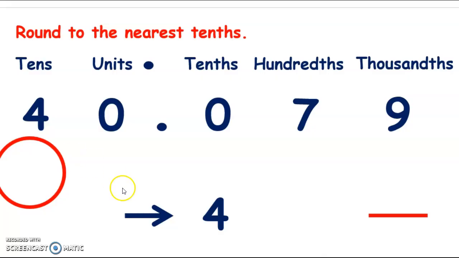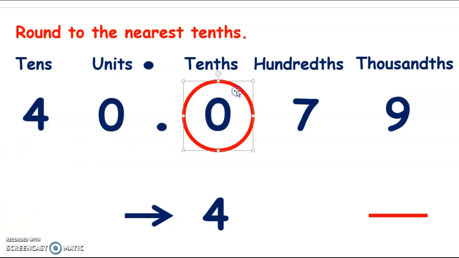So my digit to be rounded is 0, the digit to the nearest tenth is 0. I'll mark it as my digit to be rounded. Then the digit to the right, the one to check, is 7. Then I ask myself a question.